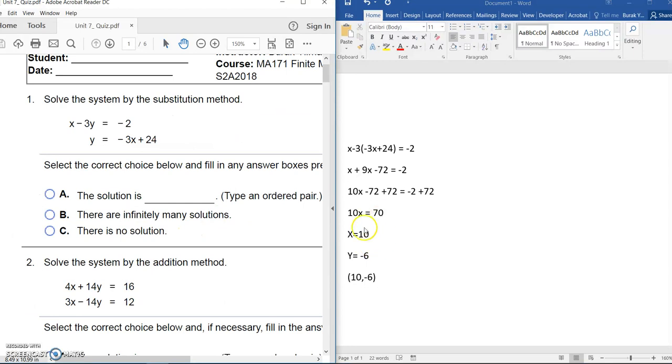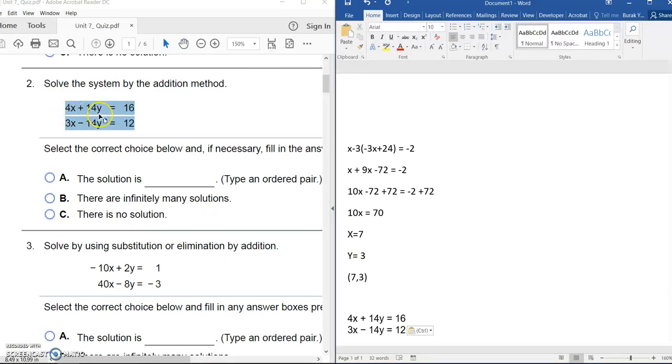Actually, it looks like I made a mistake here. X is not 10 here, x is 7. So when you divide both sides by 10, 70 divided by 10 is 7. So then most likely y is wrong too. So x is 7. If x is 7, you got negative 3 times 7, which is negative 21. And then add 24 to that, you got positive 3 for y. So the answer is 7 and 3.